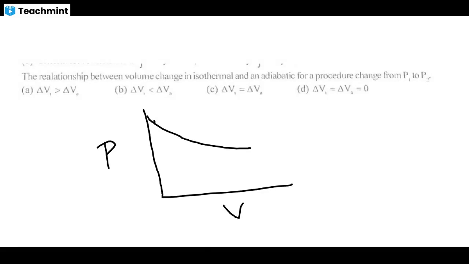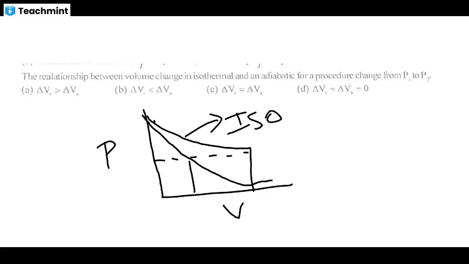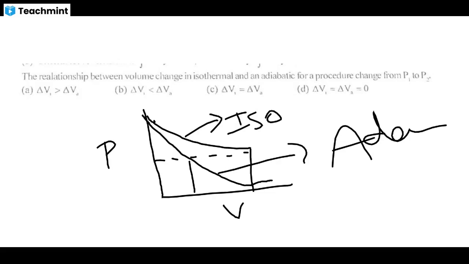The relationship between volume change in isothermal and adiabatic processes for a change from pressure P1 to pressure P2. We already see this graph, pressure versus volume. This is isothermal, this is adiabatic. This curve is for adiabatic. Here this is the volume change, delta V. You see the adiabatic volume change is less than the isothermal volume change.